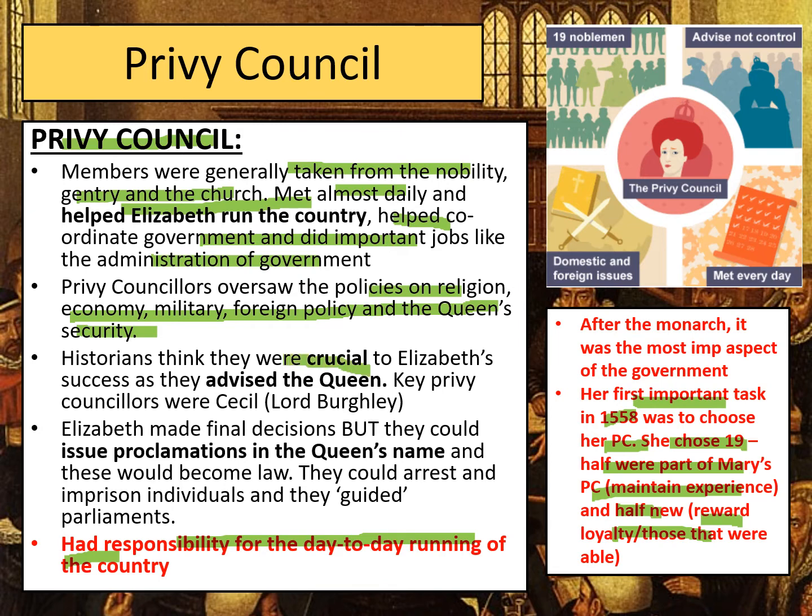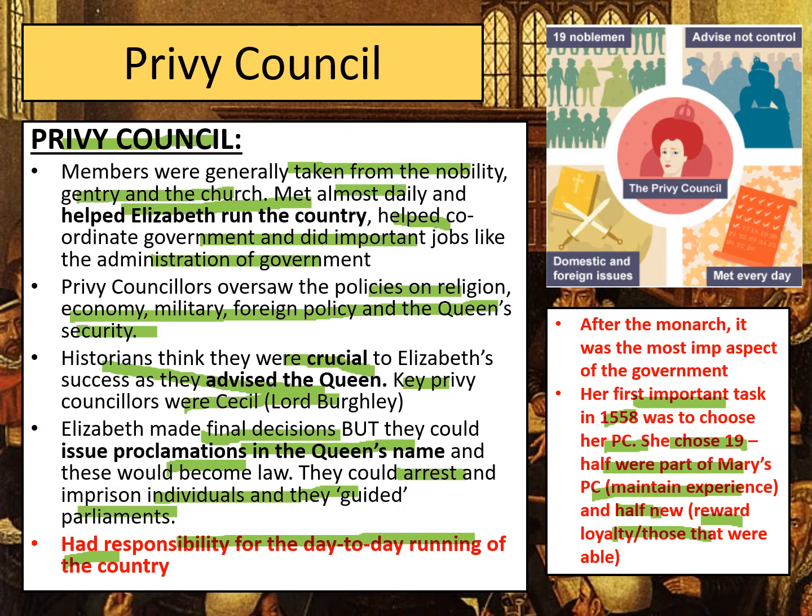Historians think that they were absolutely crucial to Elizabeth's success as they advised the Queen. There were lots of key Privy Councillors that Elizabeth trusted with her life, for instance William Cecil or Lord Burleigh. Elizabeth did make the final decisions, but the Privy Council often worked with her, and they could also issue proclamations in the Queen's name, and these would become law. They could also do things like arresting and imprisoning individuals, and they also guided and basically tried to manipulate the Parliament for Elizabeth. So they were an absolutely crucial group to helping Elizabeth maintain control of the whole country.